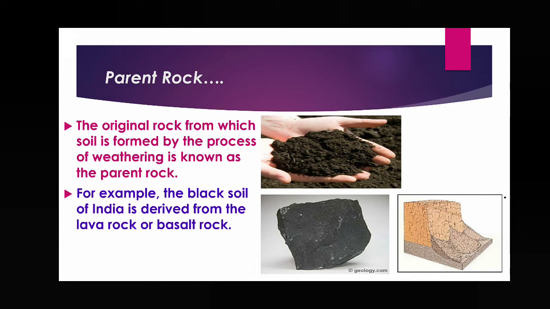Basalt rock. So basalt rock is the parent rock of which soil? Black soil. So basalt rock is being weathered, then it is being converted into a soil which is black soil. Why is it black? Because the color of the basalt rock is black, that's why the color of the soil is black. So parent rock's color and the soil's color both are same. That is the first factor.